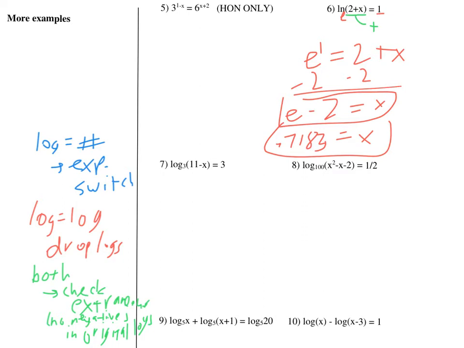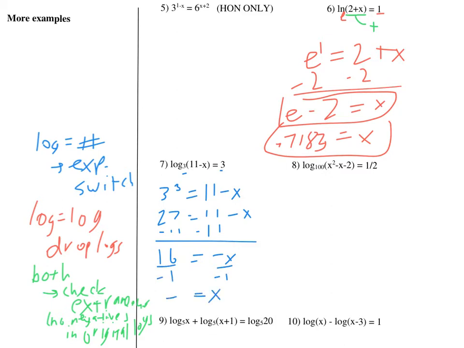Okay, so now let's switch over to number 7. We're going to do an exponential switch again because we have log equals number. So I'll go 3, my base is 3, to the power of 3 equals 11 minus x. Now we'll go ahead and solve this. 3 to the third power, of course, not 9, but rather 27 equals 11 minus x. Then we'll subtract the 11 over. Negative x equals 16, and then we'll divide by negative 1, and x equals negative 16.